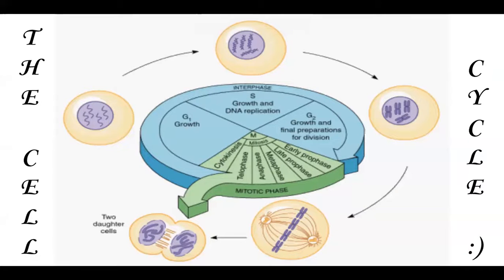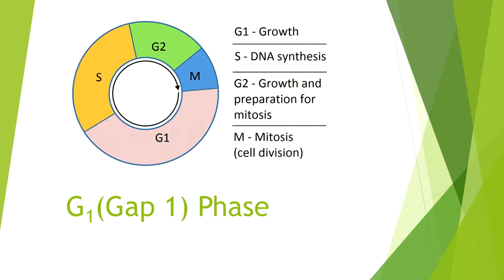Hi, and welcome to our group's video on the cell cycle, where we start at the G1 phase, go through the stages of interphase, then the stages of mitosis, and finally end with cytokinesis. The G1 or gap 1 phase is the first phase of the cell cycle.